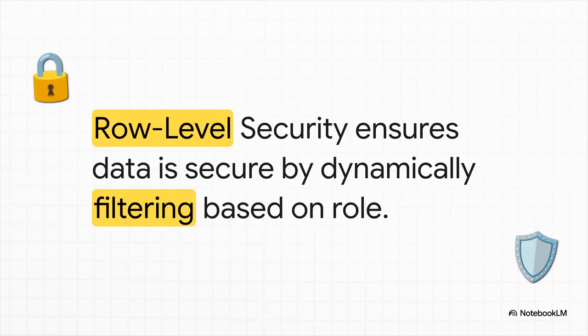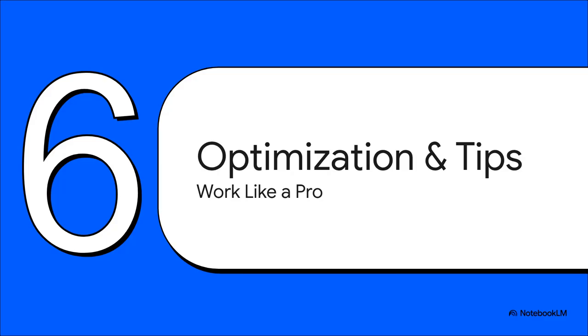And of course, security is an absolutely massive priority here. But you can rest easy because row-level security, or RLS, is baked right in. RLS secures your data by dynamically filtering exactly what each user is allowed to see based entirely on their specific role. So a regional manager on the East Coast only ever sees East Coast data, while the CEO gets to see the entire global picture. And they are both looking at the exact same report. It's just incredibly efficient.